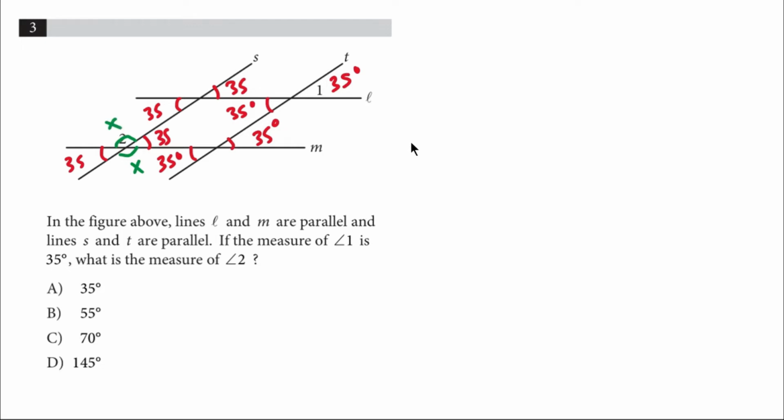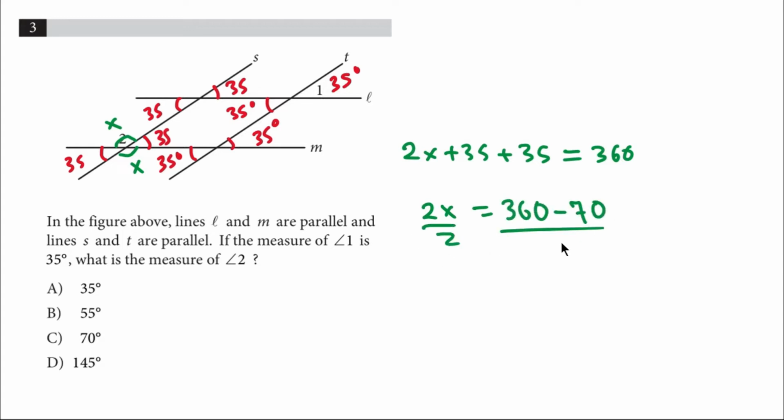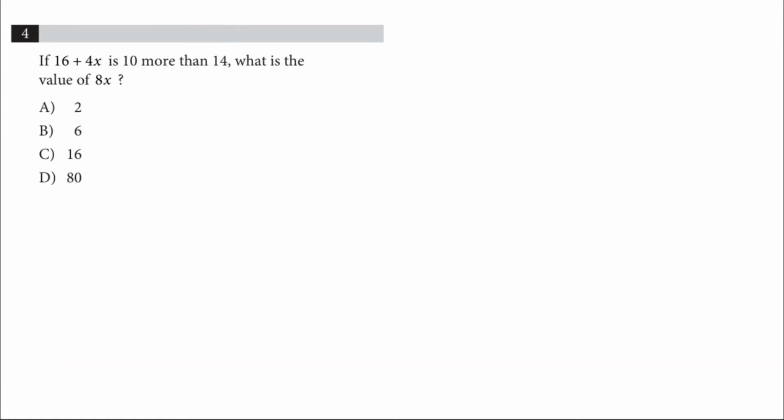Alright, now we know that 2x plus 35 plus 35 is equal to 360. Let's quickly solve for x. 2x is equal to 360 minus 70, and therefore x is equal to 360 minus 70 divided by 2. So x is equal to 290 divided by 2, which gives you 145. So D is the correct choice. Now let's move on to the next question.